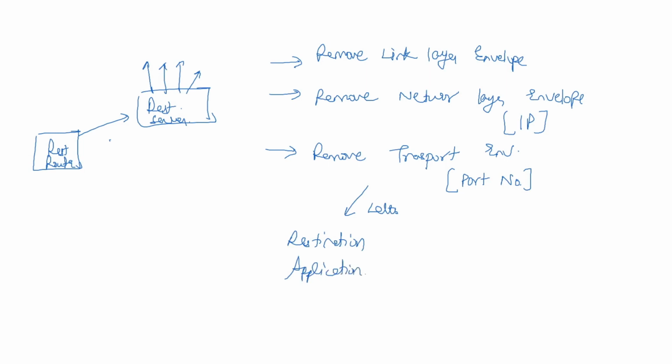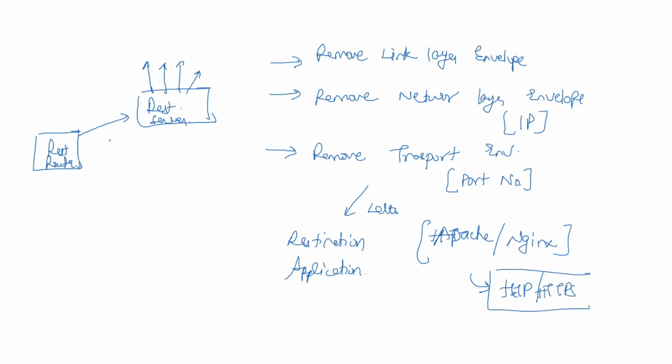Now, when you are doing web surfing, the destination application will be Apache or Nginx, which is actually listening to all HTTP or HTTPS requests. So this is how the letter, which is just a request, will flow all the way to the destination server. And this is how multiple layers, multiple segments will keep on adding to it, right?